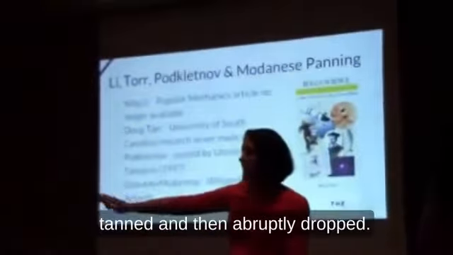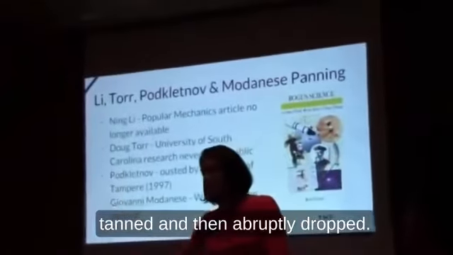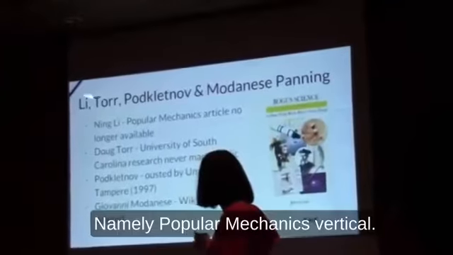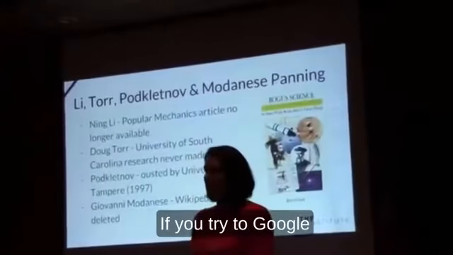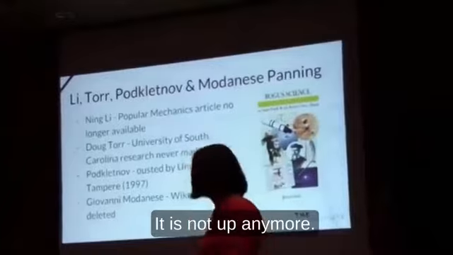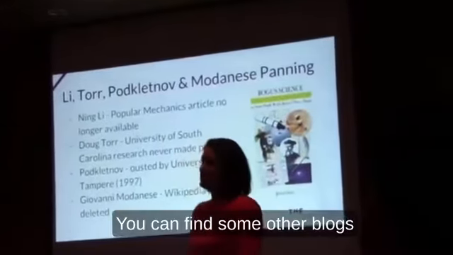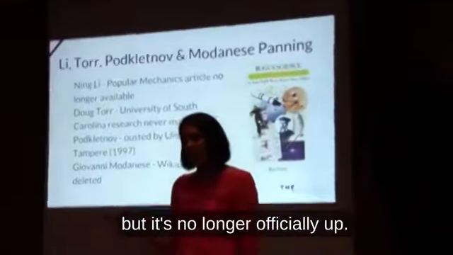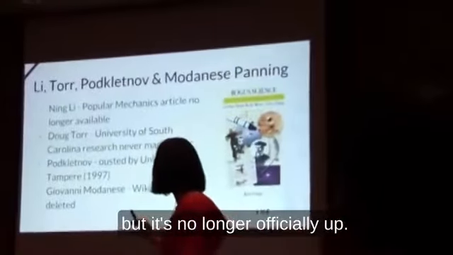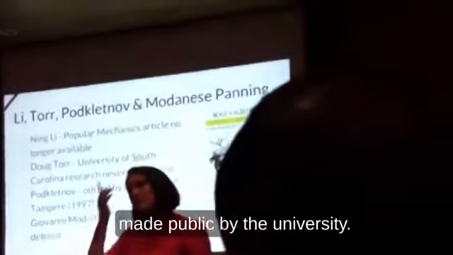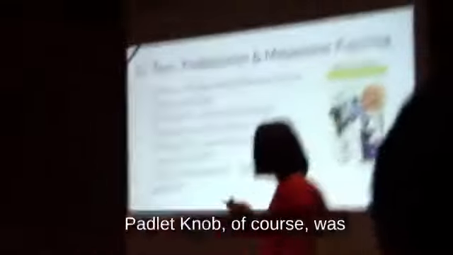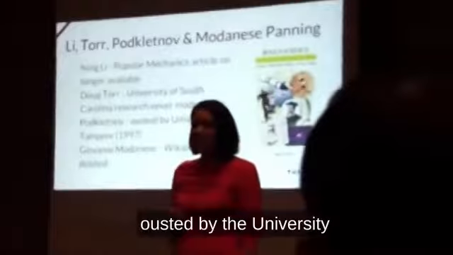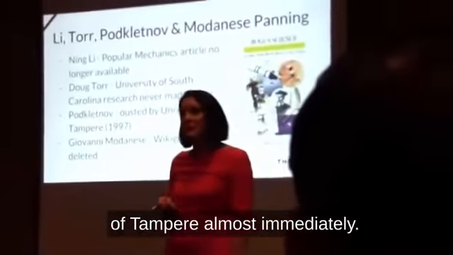Oh, okay. So the whole superconductor thing in general has been widely panned and then abruptly dropped. Right, so the Popular Mechanics article, if you try to Google it, you cannot find it. It is not up anymore. You can find some other blogs that have reposted it, but it's no longer officially up. That course of research was never made public by the university. Podkletnov, of course, was ousted by the University of Tampere almost immediately.